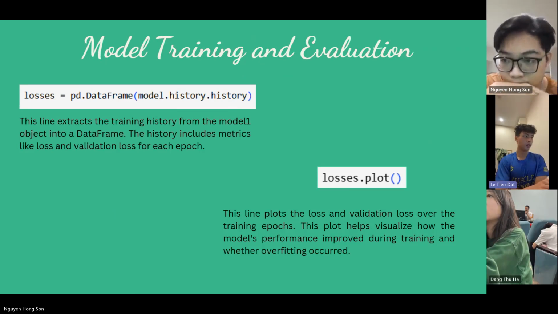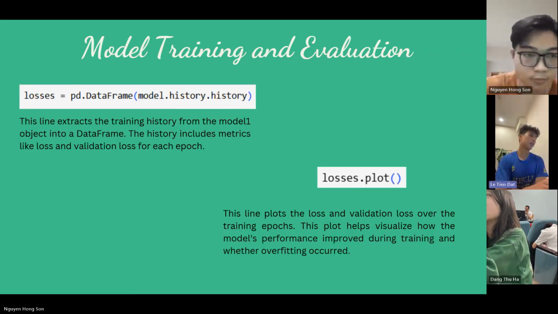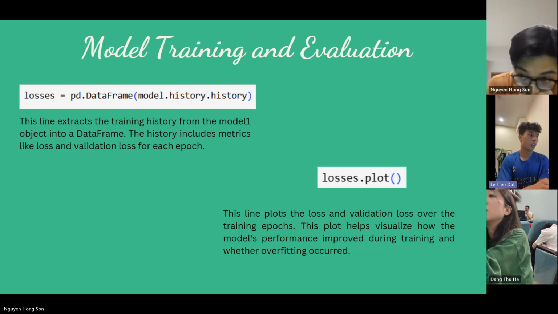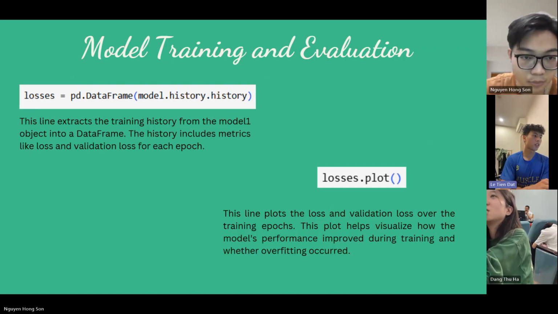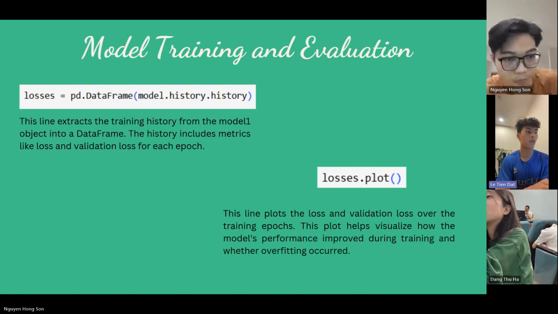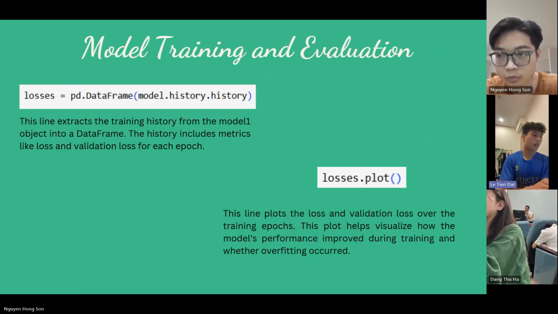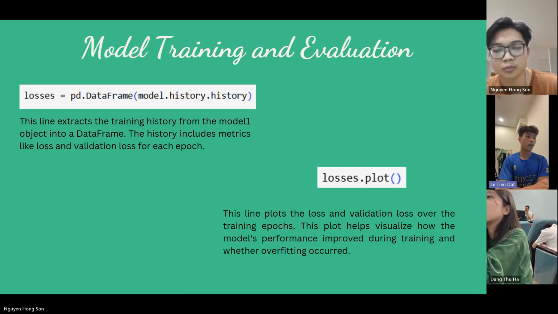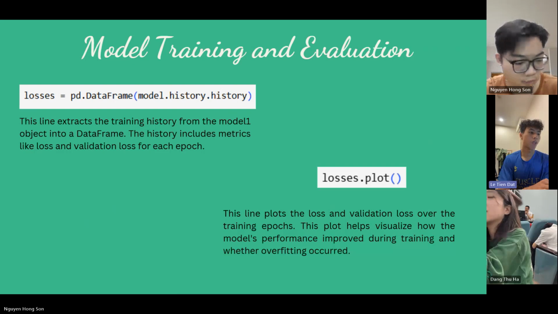Here's the model training and evaluation. On the left side is the code that extracts the training history from the model 1 object into a data frame. This history includes metrics like loss and validation loss for each epoch. And the rest is the plot of the loss and validation loss over the training epochs. This plot helps visualize how the model's performance improves during training and whether overfitting occurs.